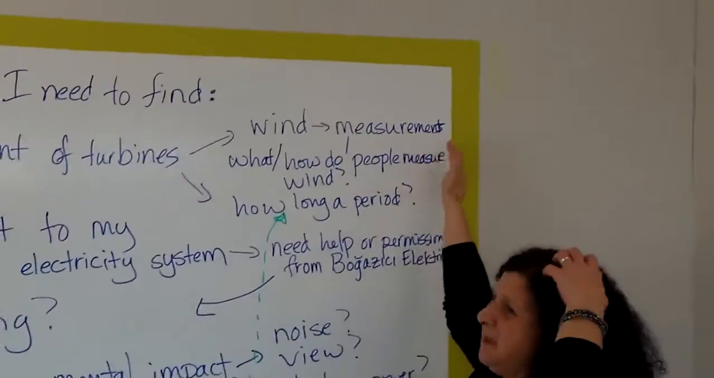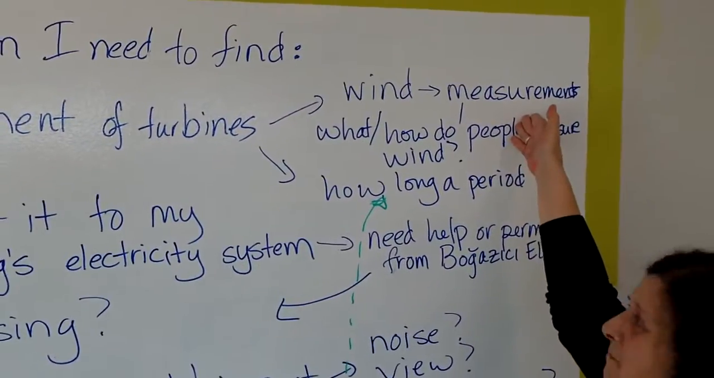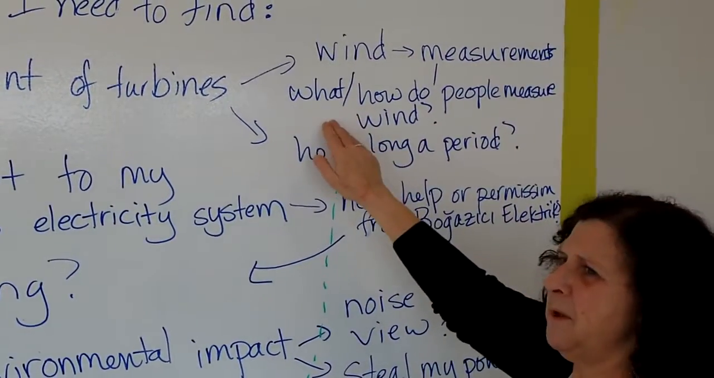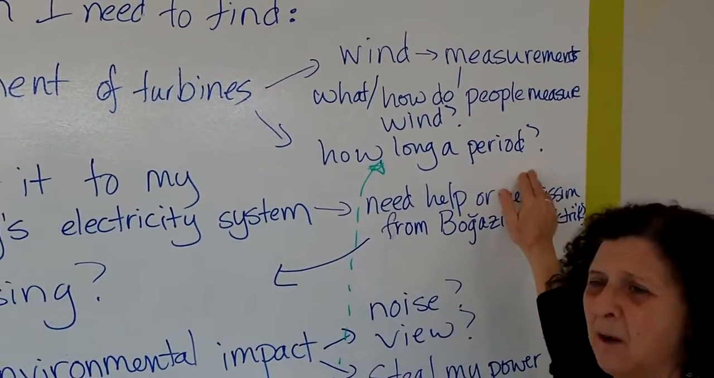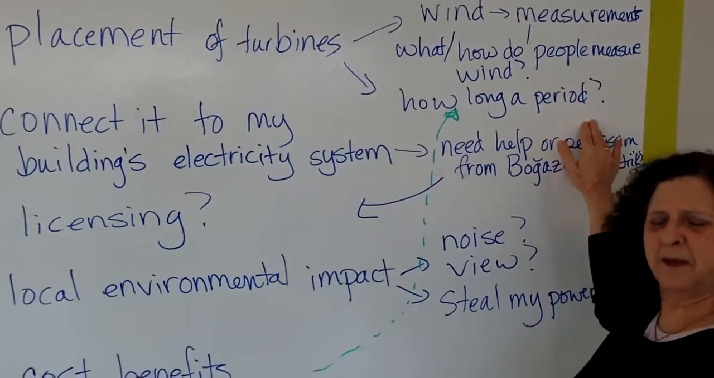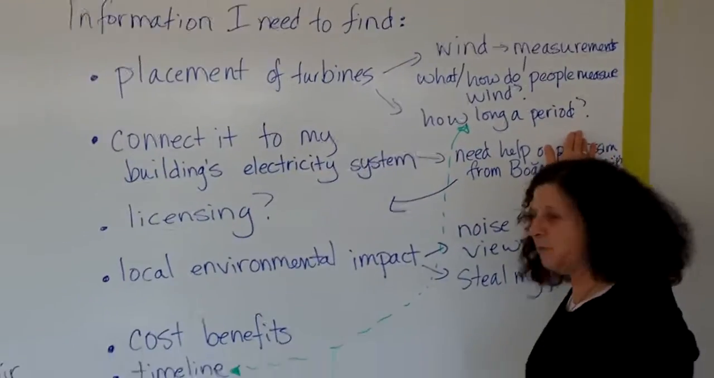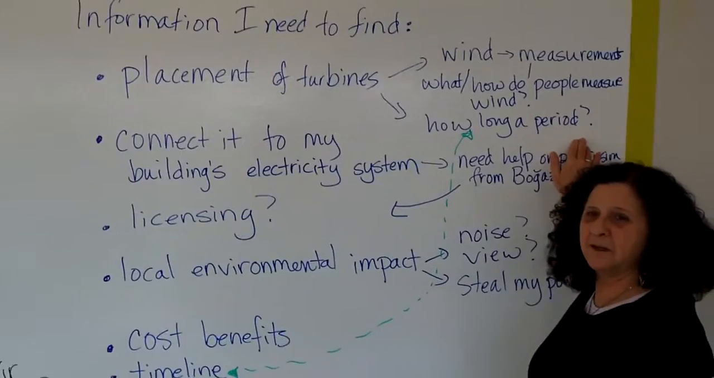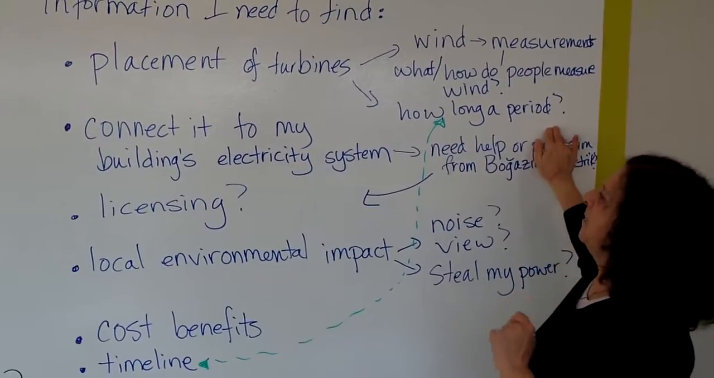I think maybe they have to get measurements of the wind, maybe at different places around the building. How do people measure wind? What do they do to measure wind? And how long should they measure the wind before they know where the best place to put the turbine is? I know that since there are wind turbines all over Turkey and Europe, there is a lot of information about this. I just don't know the answers to these questions myself yet.